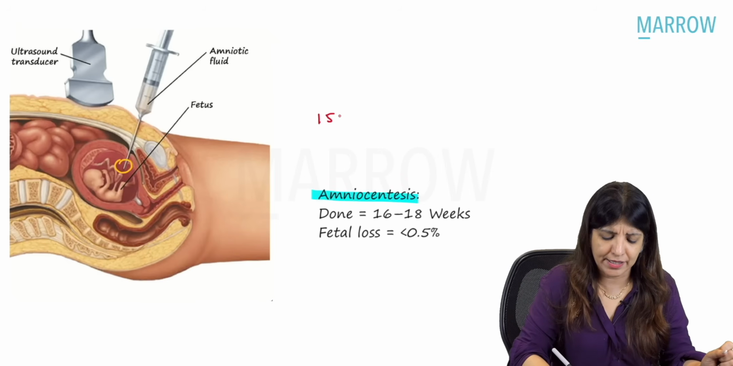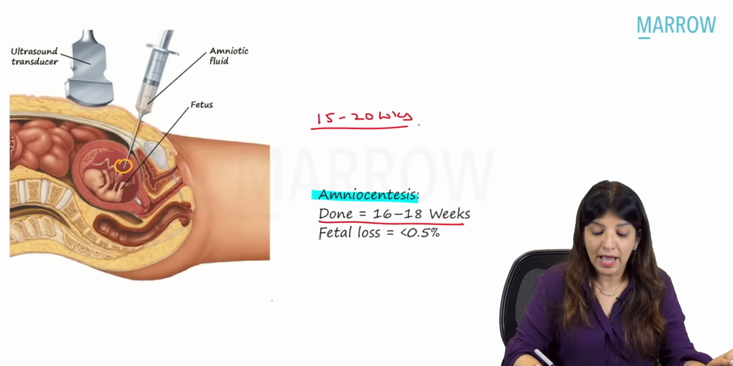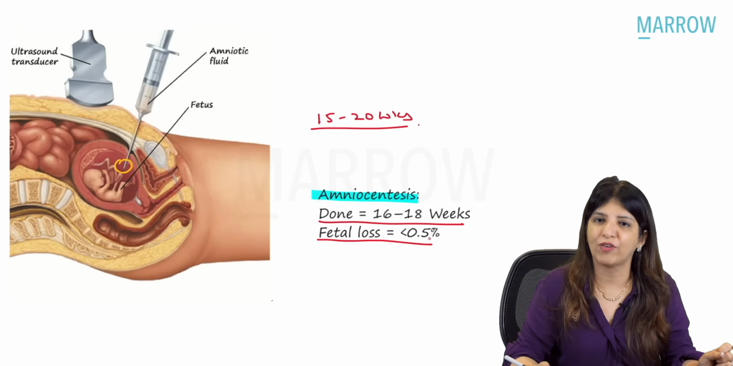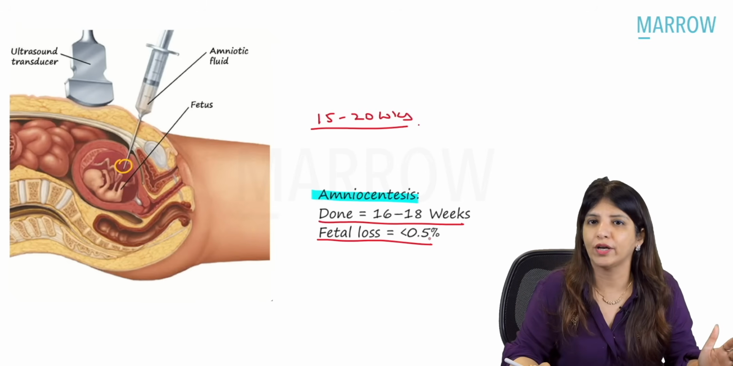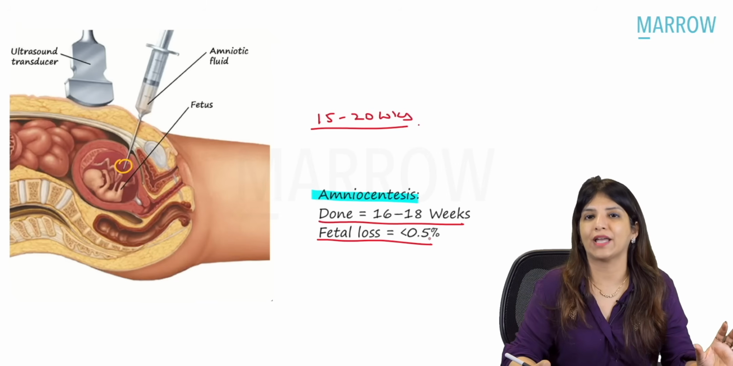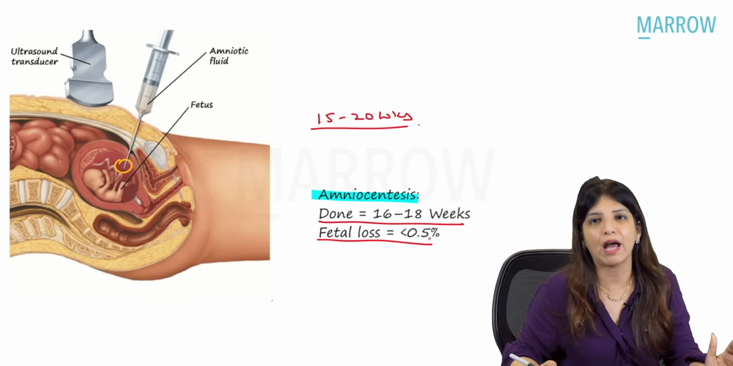Amniocentesis can be done any time between 15 to 20 weeks, but the best time to do it is 16 to 18 weeks. The chances of fetal loss with amniocentesis are less than 0.5%. That means amniocentesis is safer than chorionic villi sampling. So whenever I want fetal tissue for karyotyping in the second trimester, then I have to go for amniocentesis.